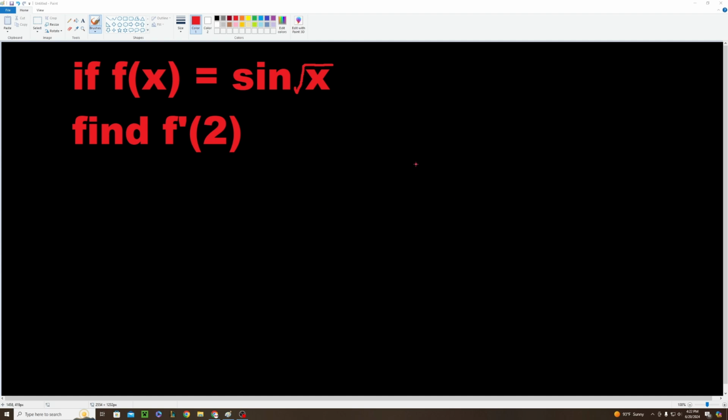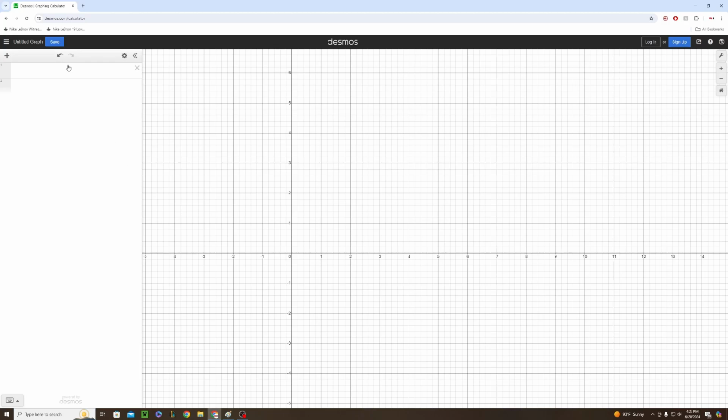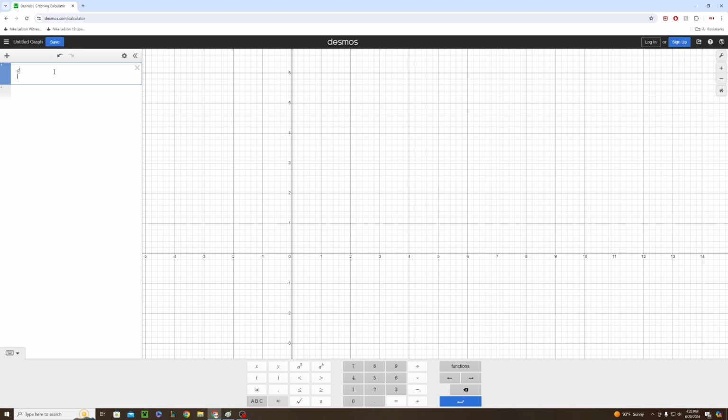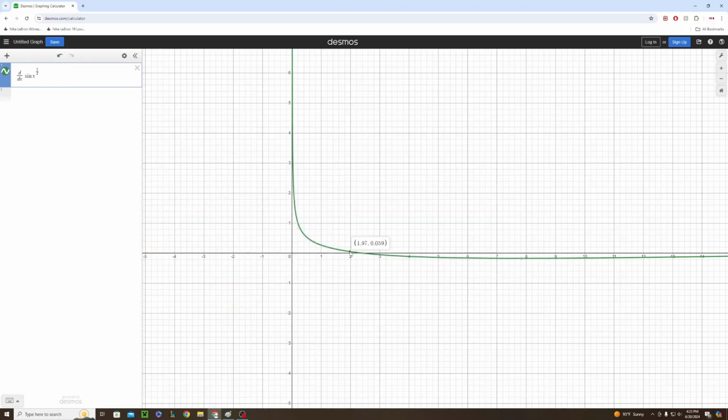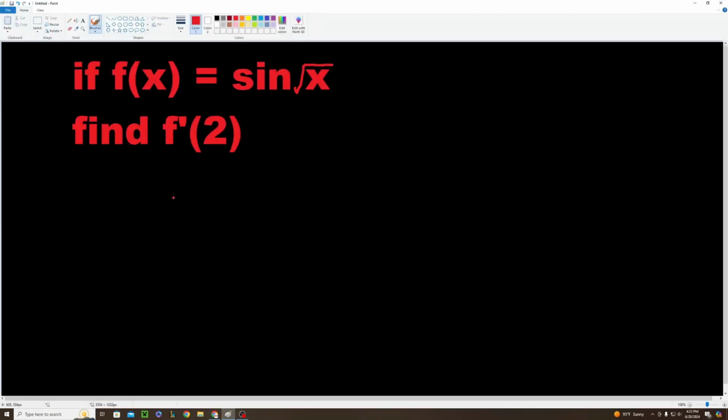On my calculator, you press math, and then it is number 8, nDeriv, and then you press that. Then you can plug in the numbers and solve it in the function. But you can also do it on Desmos. If you do d over dx of sine of x to the 1/2, which is the same thing as square root of x, and then we're trying to find it at 2. At 2, it is 0.055. We can write 0.055 as our answer.